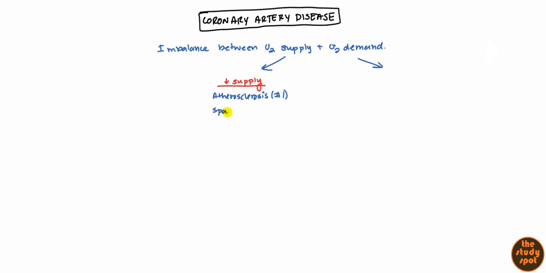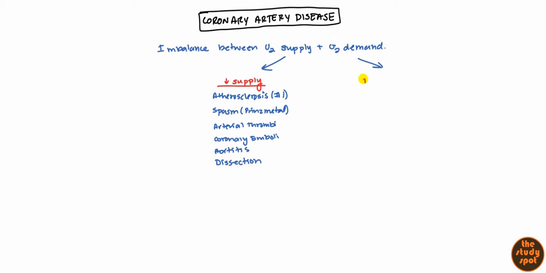The other one can be spasm of the vessels. This is also known as Prinzmetal angina, and so again, when the vessel contracts, it's not able to give enough oxygen and blood flow to the actual myocardium. Besides this, we have arterial thrombi. You also have coronary emboli, inflammation such as aortitis, and you have dissection. So this is going to be causes due to decreased supply.